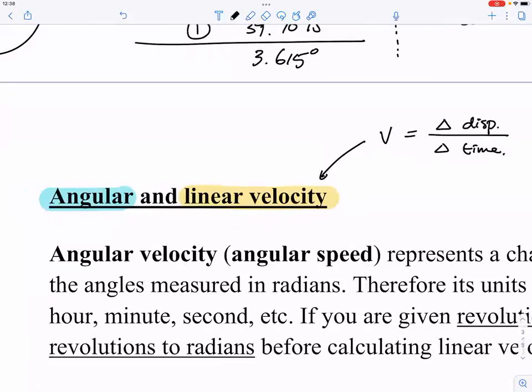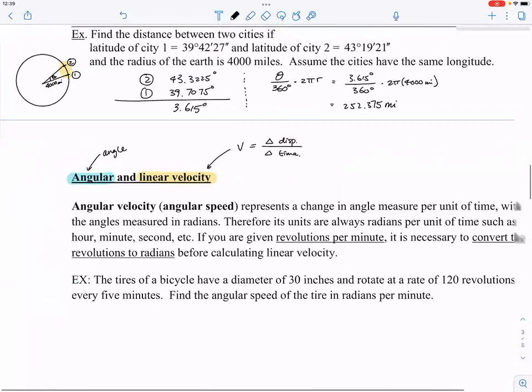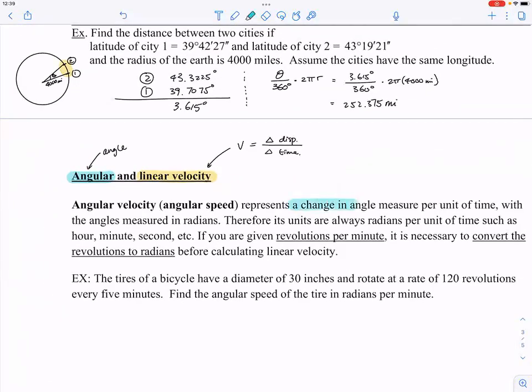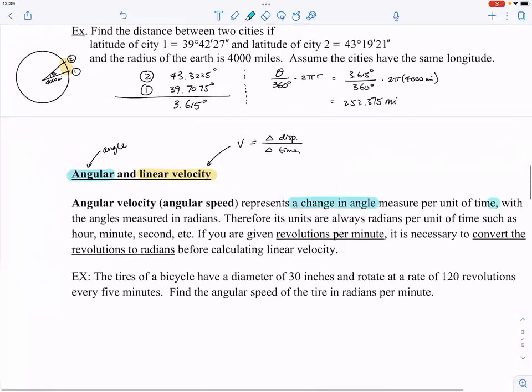Now, what about the word angular? Well, the word angular comes from the word angle. I didn't know that for a few years, so I was very puzzled until I realized that the word angular comes from the word angle. So angular velocity simply means the change of angle over change of time. We are going to talk about different ways to describe the change of angle. It could be in degrees per second, radians per second.